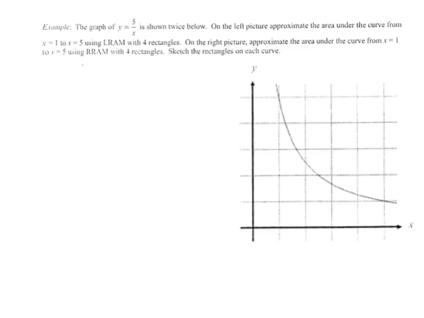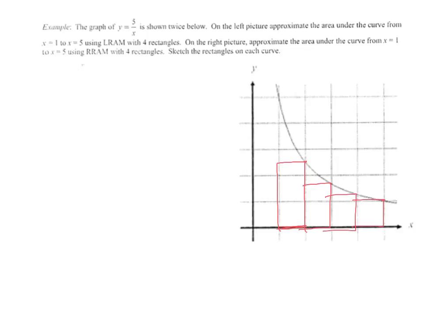Okay, the next example is the same picture, but now we're going to do RRAM. So now I'm going to base all the rectangles, again, from x equals 1 to x equals 5, using the right-hand side of those rectangles. So for the rectangle that's going to fit right here, I'm actually going to use this as my height. For the next one, I'm going to use the right, so we're using the right-hand side all the time for our different heights.